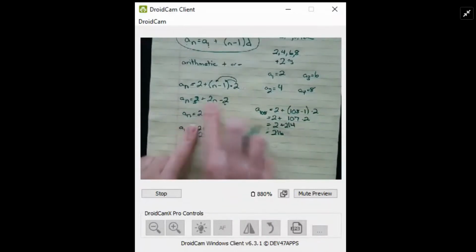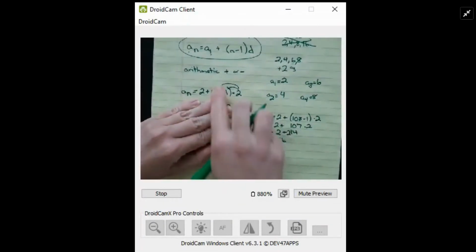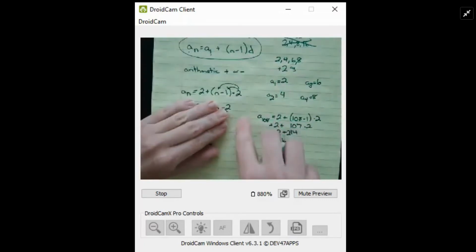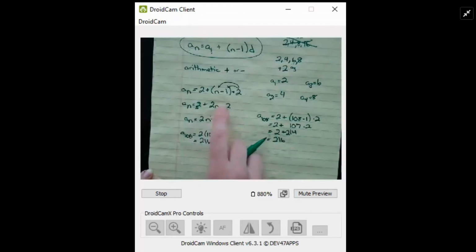So either just write it out as original, the first term and the difference, what's happening each time, fill that in, and that's your equation. If you need to reduce it, that's fine. Just distribute and simplify it that way.